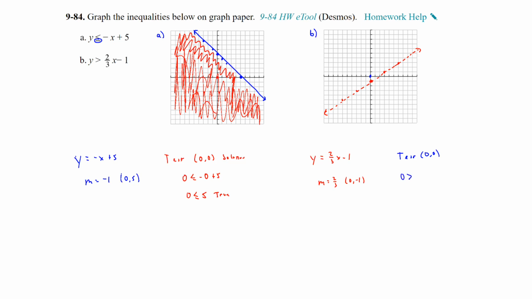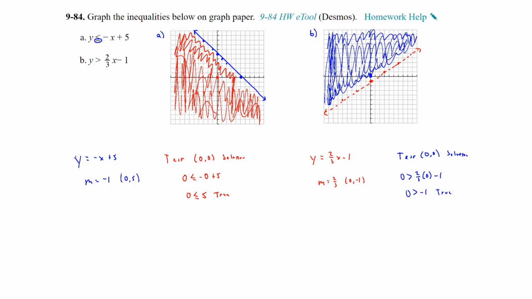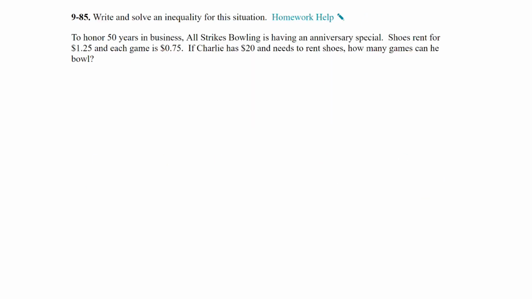So is 0 greater than 2/3 times 0, which is just going to cancel, negative 1? So is 0 greater than negative 1? Yes, that is true. So that means this point, once again, is a solution. So we want to shade on the side where that point is. So since this point is above the line, then we're going to shade everything above this line to indicate that's where our solutions are. Now on this one, we have a dotted line. So therefore, the points on the line are not solutions. So only above the line is what would be considered a solution for this inequality.